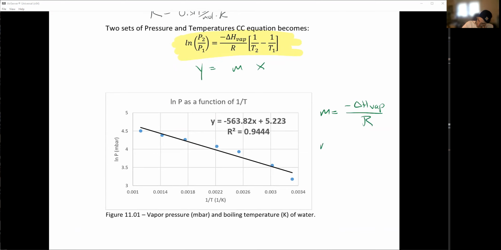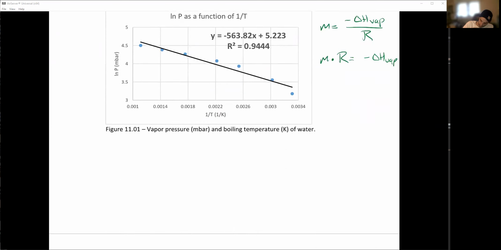If we rearrange this, your slope times your R value is equal to the negative delta H of vaporization. So we can get delta H of vaporization if we have two different states. Okay, good. Just quickly, I want to cover this.